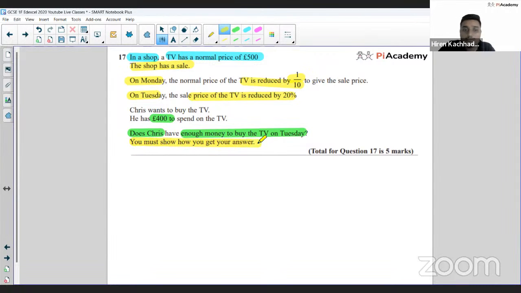This is a 5-mark question, and you can take 2 minutes to solve it. Everyone, please try to solve this question. In this, fraction is there, percentage is there. So use wisely the given information and try to solve this question. Your time starts now.